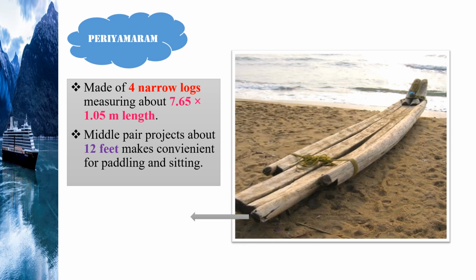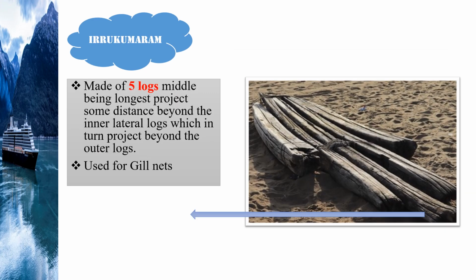It is the picture of Periyamaram. Periyamaram is made of 4 logs. Here a pair of logs in the middle is long, makes convenient for sitting and paddling purposes. It is the picture of Irukumaram. It is made of 5 logs. It has long middle log and the lateral logs are small.